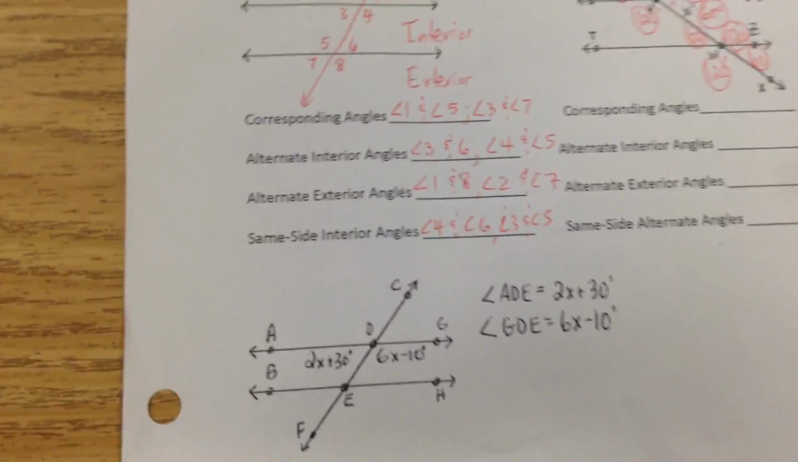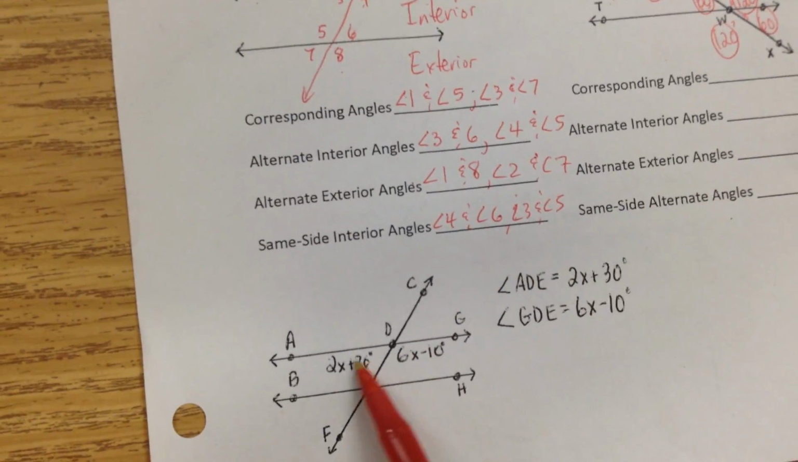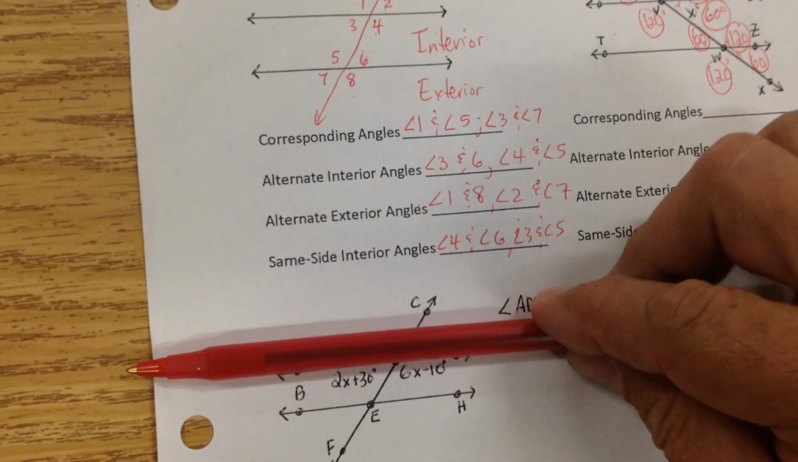Okay, so now let's do one that's a little bit more difficult down here. But again, when I look at this, these 2 angles right here, this little one and this bigger one, if you look at that, they make a straight line.